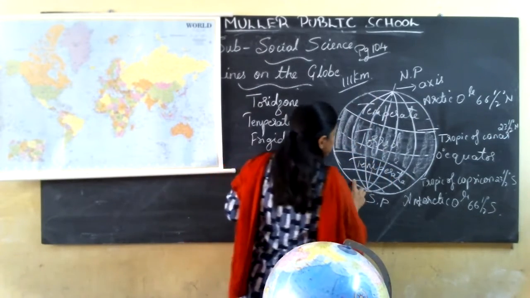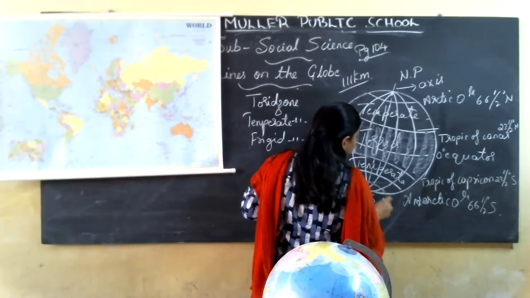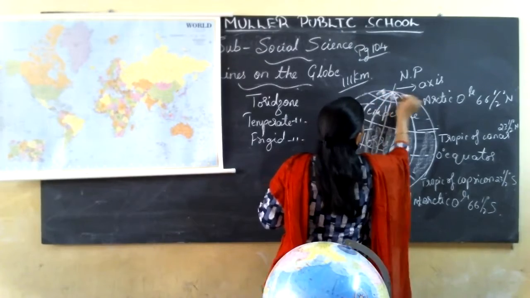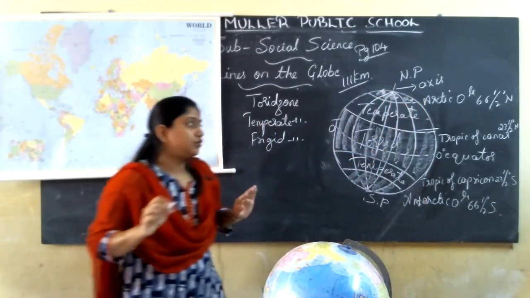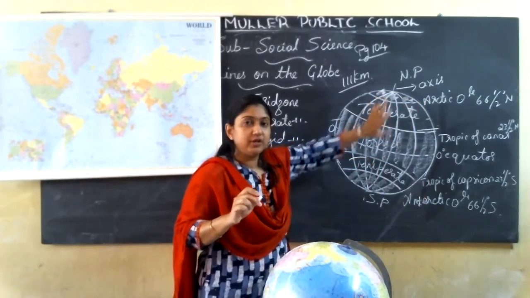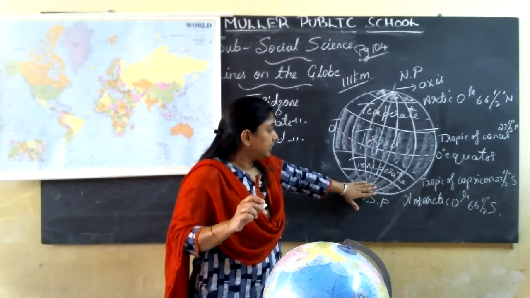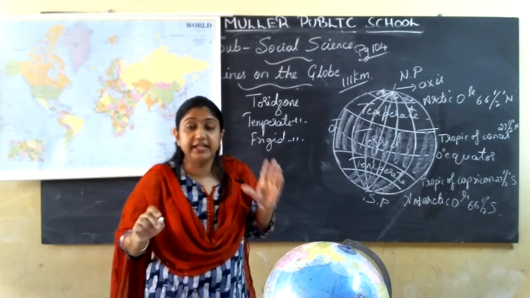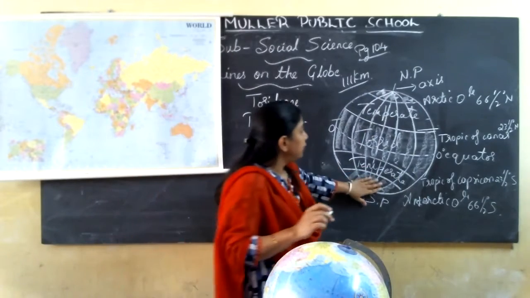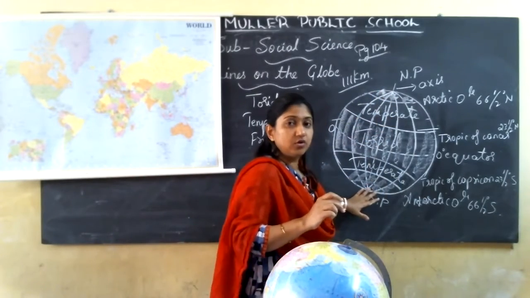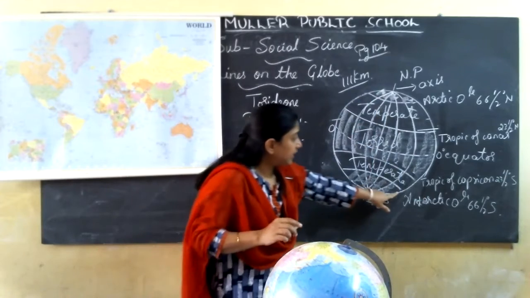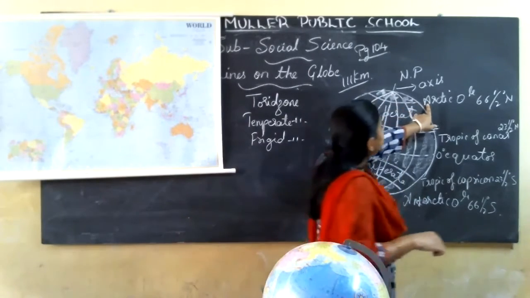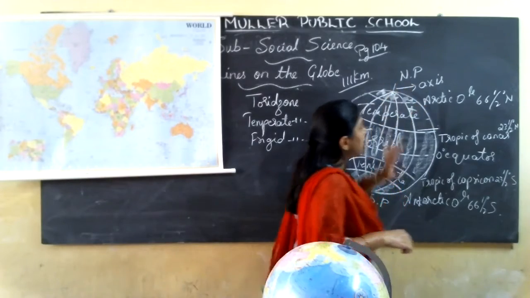And here is the frigid zone. It is considered as the coldest zone. Why? Because the poles receive very less heat. So only the frigid zone is considered as the coldest zone. It extends from the Antarctic Circle to the South Pole in the southern hemisphere, and the Arctic Circle to the North Pole in the northern hemisphere.